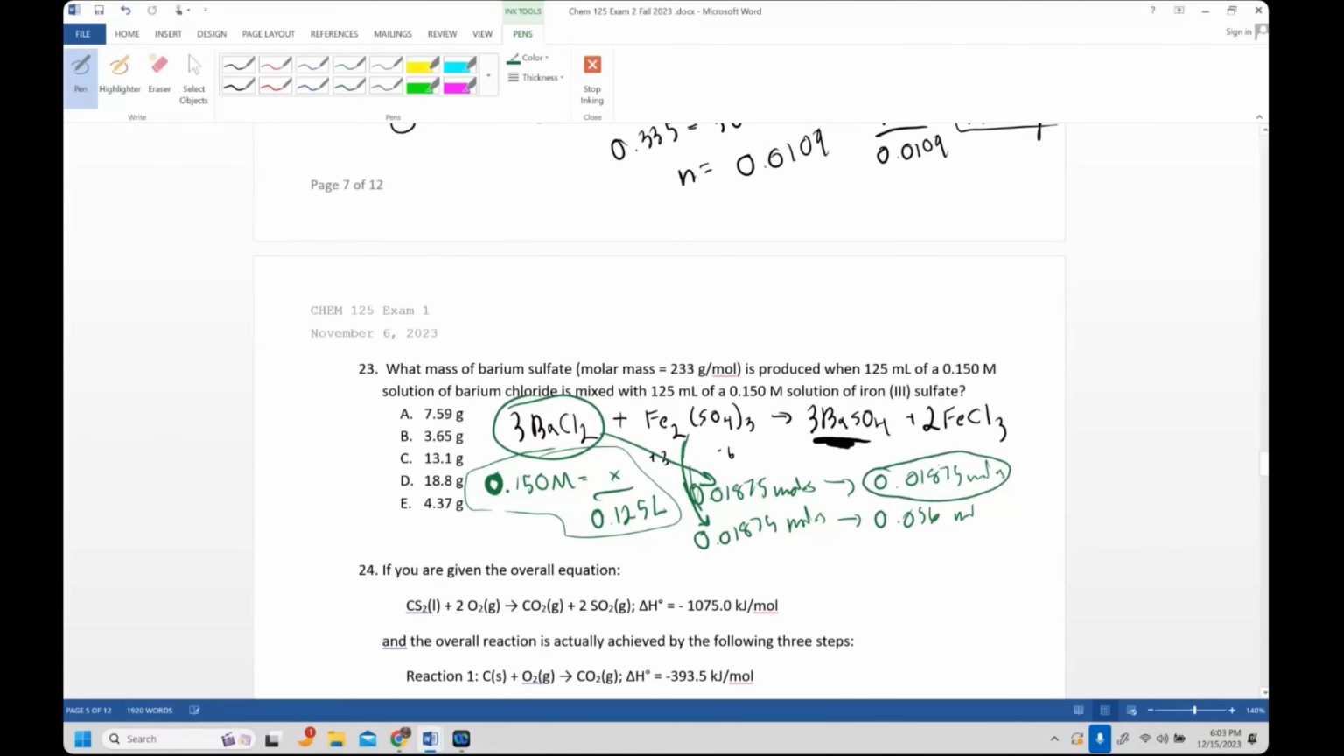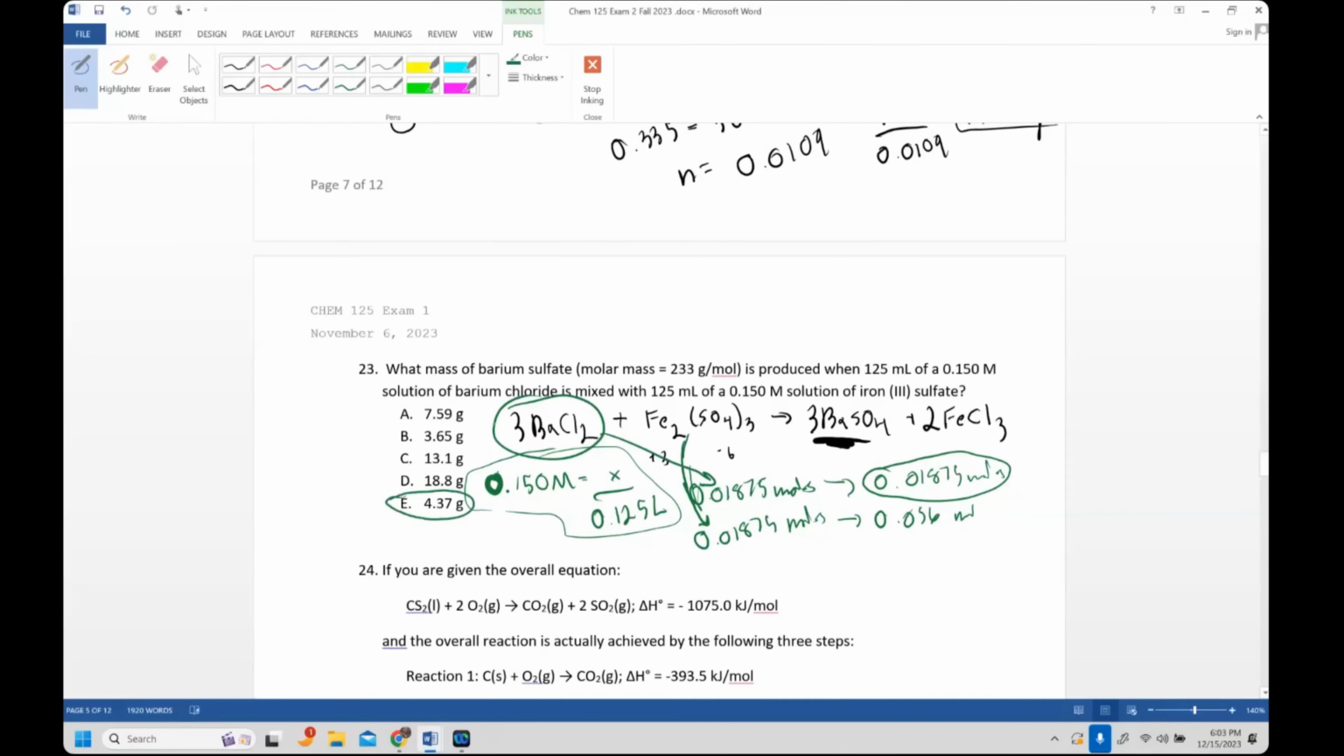So this should kind of be review from exam 1 at this point, just finding limiting reactant. But now that we know the limiting reactant and how much of the barium sulfate it produces, we simply multiply that number of moles by the molar mass of barium sulfate, which is actually given. 0.01875 times the molar mass that's given, which is 233, and that gives us 4.37, which is E.